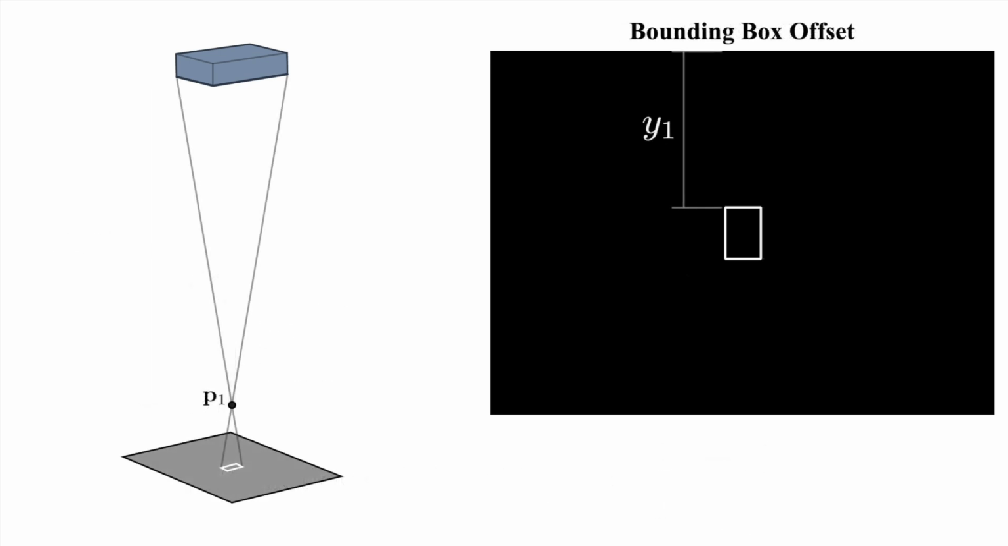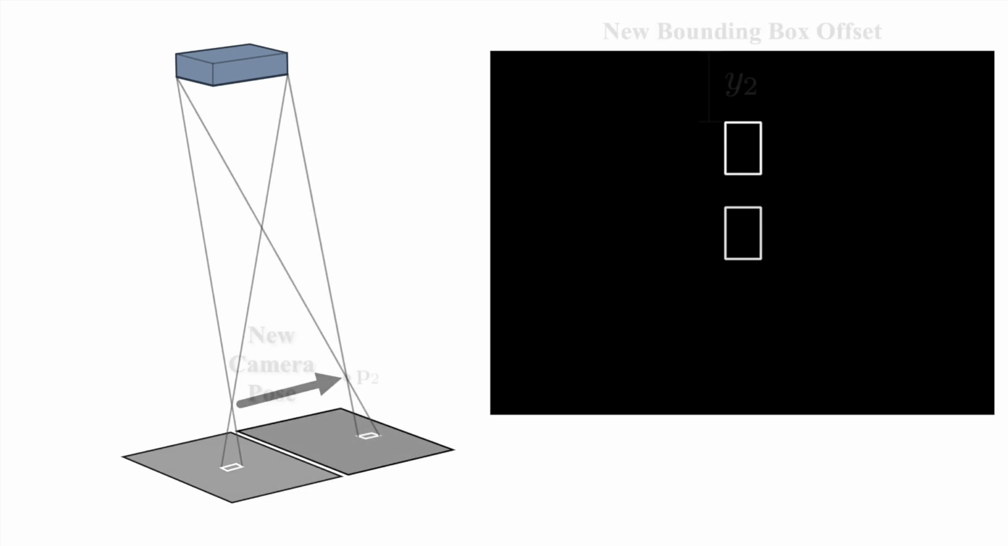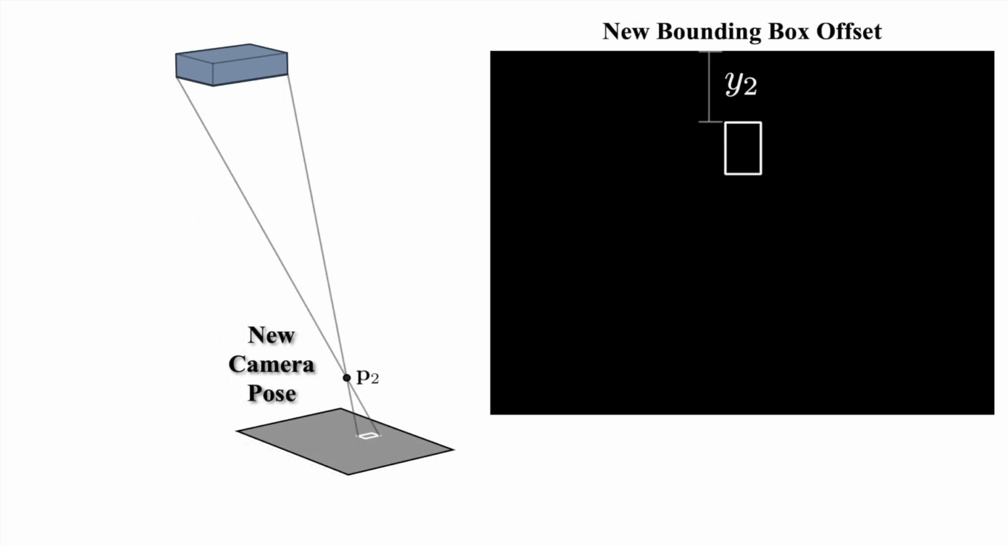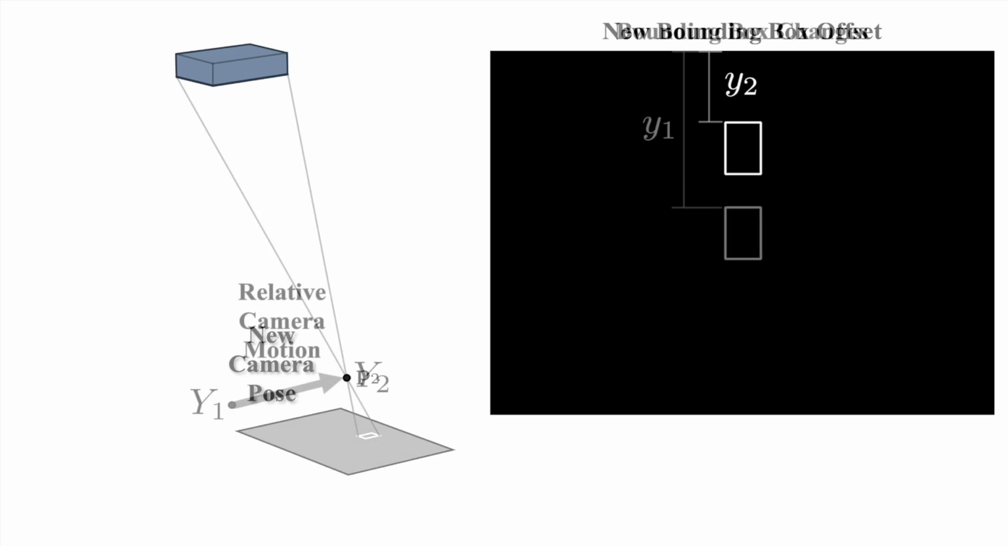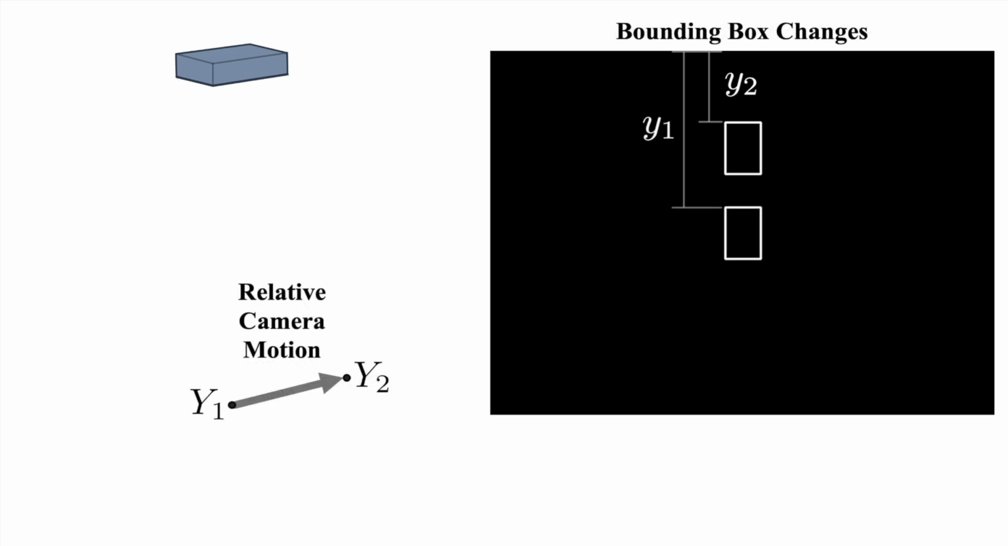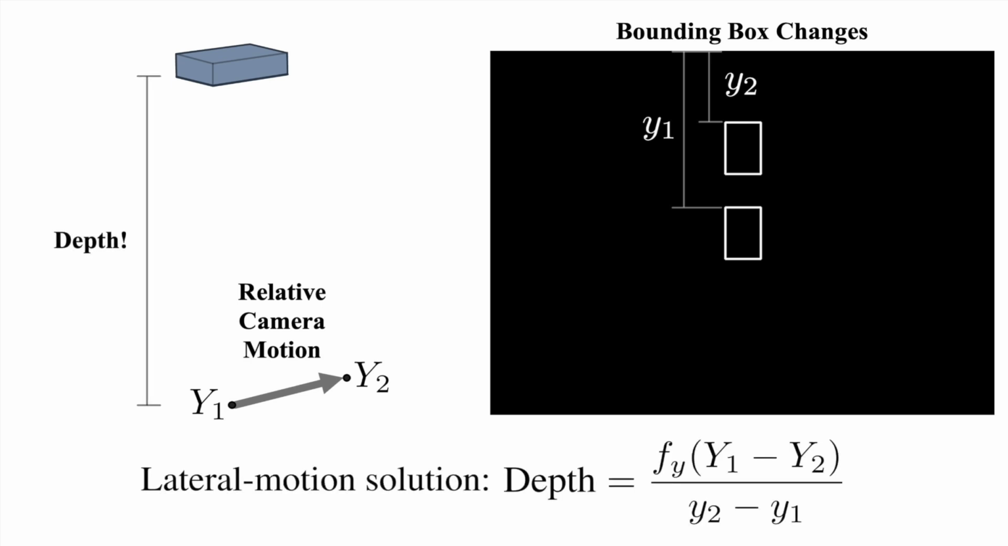We can also determine depth using motion parallax. Let y1 represent the vertical offset position of the object's bounding box for the initial camera pose p1. If the camera moves laterally, this offset position will change. Using this motion parallax-based cue, we can compare camera motion to changes in bounding box offset position to solve for depth using the following solution.